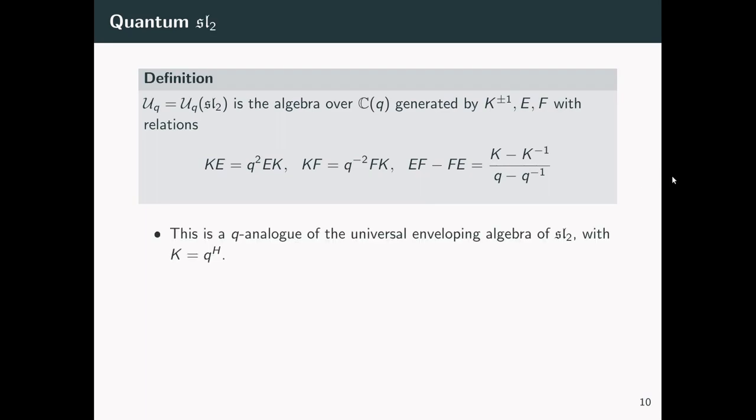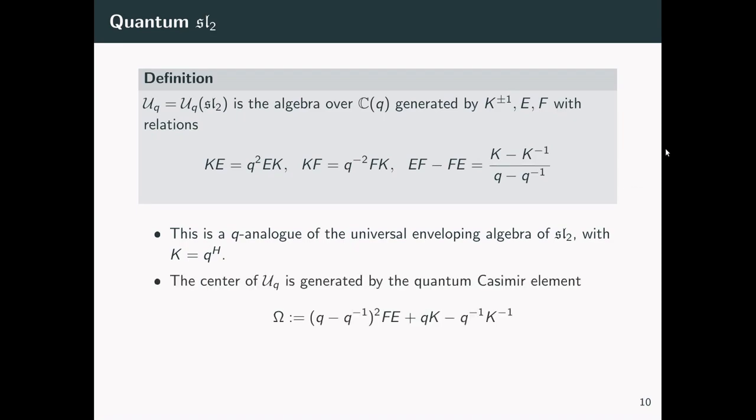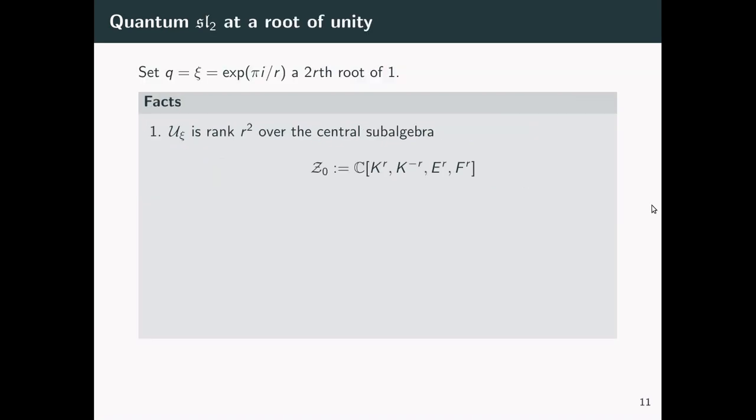What you should think of this, as usual, is that it's really a q analog of the universal enveloping algebra of SL2. So U of SL2 is a fairly well understood algebra. This is a q analog of it. As you take q to 1, these relations go to those of SL2. You should think of k as being q to the h, so it's like a multiplicative version of the usual Cartan element. The center of U_q is generated by the quantum Casimir, which is a lot like the regular Casimir, which has some expression. We won't actually need to know what it is.